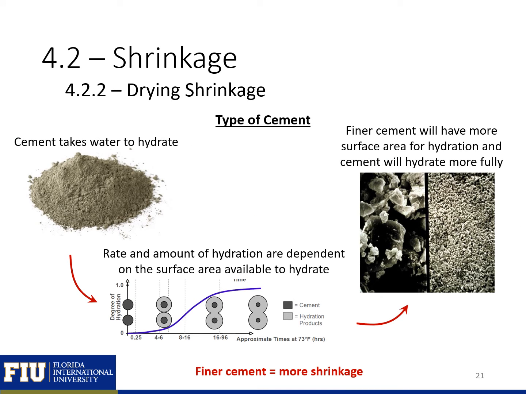Our shrinkage is also going to be impacted by the type of cement. The cement takes water to hydrate, and the rate and amount of hydration are dependent on the surface area available to hydrate. So if we have a finer cement, it's going to have more surface area for hydration, and the cement is going to hydrate more fully. This means that we're going to have more autogenous shrinkage when we have finer cements. So finer cements equal more shrinkage.